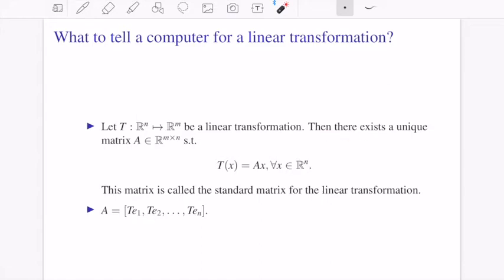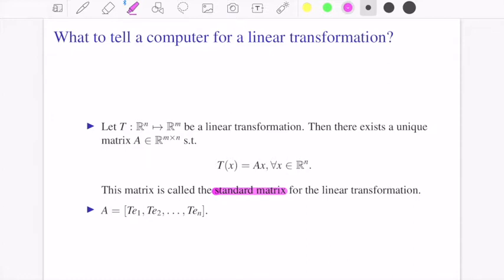Now, there's a rule saying that there exists a unique matrix A such that T(x) equals A times x. So a linear transformation, in terms of linear algebra, is a multiplication of a matrix and a vector. And this matrix has a special name, the so-called standard matrix. This standard matrix is something you want to input in your programming.